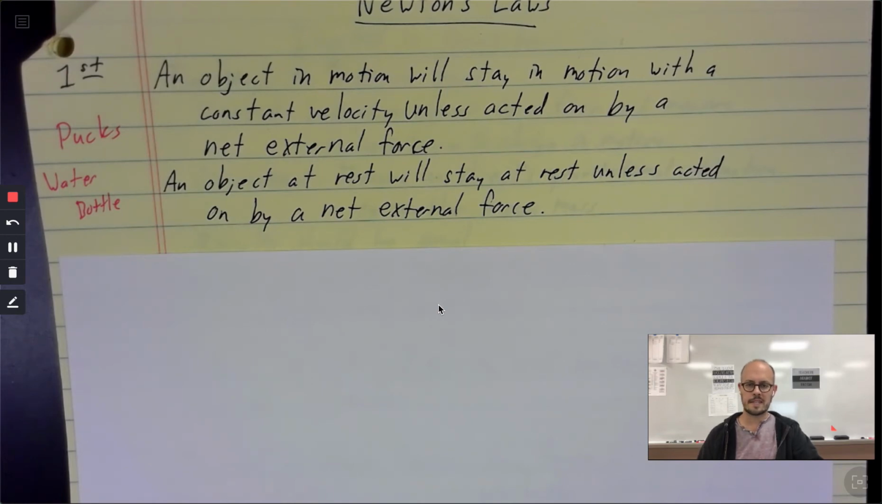So if there is a net external force, then the object will change its motion. But if there is a net external force of zero, or in other words, if all the forces are balanced, then the object will remain at constant velocity.